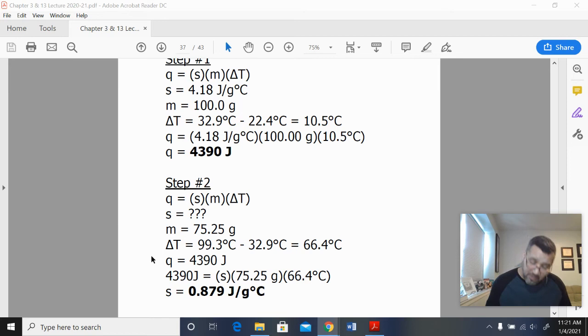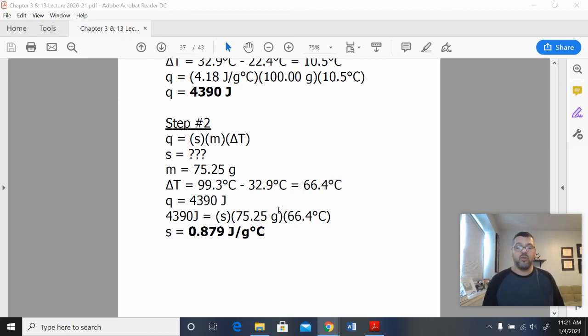Do I know the change in temperature of the metal? The metal was originally at 99.3 and it went down to 32.9, for a change in temperature of 66.4 degrees Celsius. So if I know my Q, I know my mass, I know my change in temperature, I can solve for my specific heat, which is 0.879 joules per gram degrees Celsius. So this is a way of figuring out what something is. If you know all the information, you can calculate its specific heat, and they'll say, that's the specific heat of aluminum. And you can figure out what aluminum is from that.